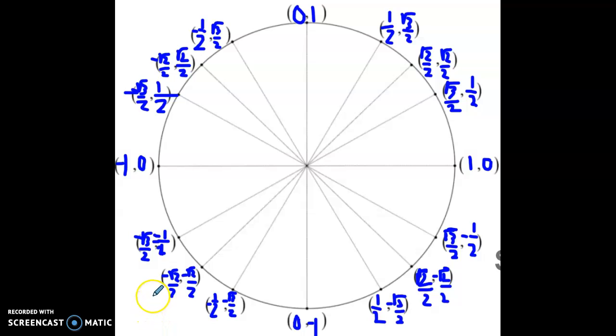And here's the completed unit circle. Now we're going to be using this a lot. I'm also going to show you one that is printed off that is a little easier to see.